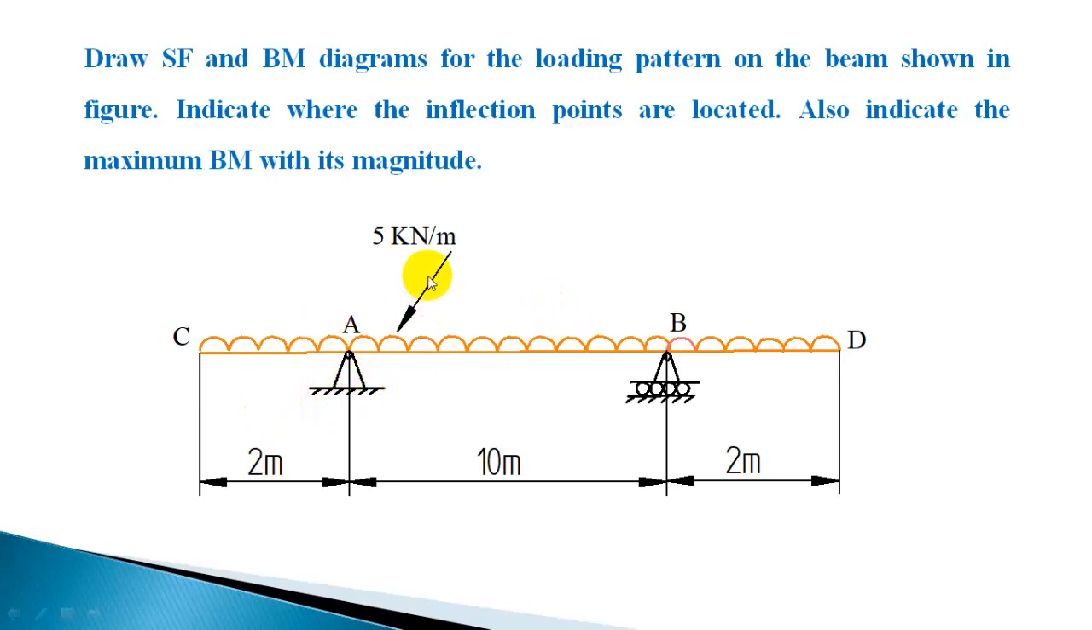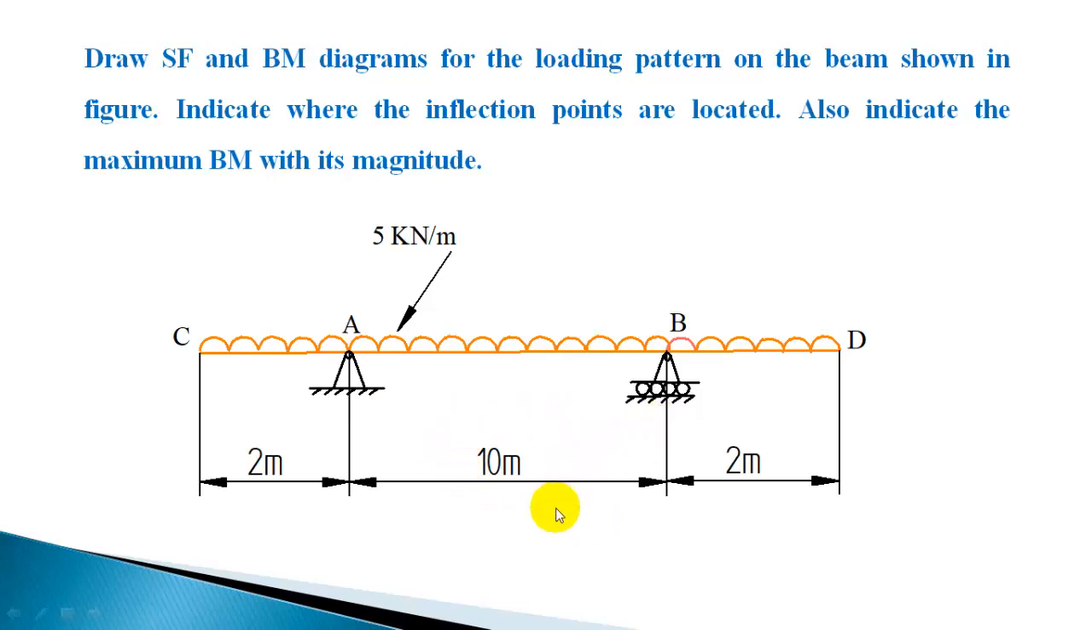So total downward load can be calculated as intensity multiplied by the total span. So 5 kN per meter is acting over 14 meter length. So 5 into 14, that is 70 kN, is the resultant load which can be replaced at the center. So 70 kN is acting downward. Out of 70 kN, each support has to take 35 kN. So that way you can easily find out the support reactions.